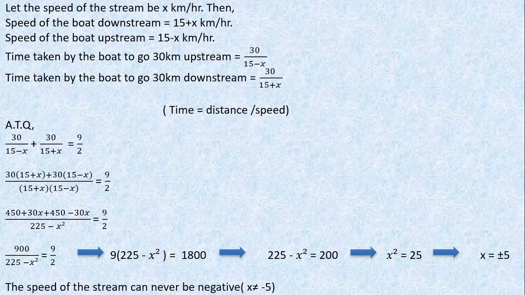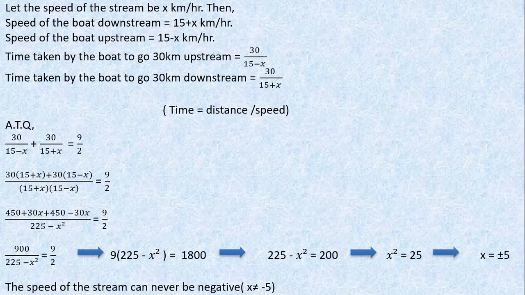It is reduced. So speed of the boat upstream is obtained as speed of the boat minus speed of the stream. That is 15 minus x km per hour. Downstream means if the boat and the stream are moving in the same direction, then the speed of the boat is increased by the speed of the stream. Then speed of the boat downstream is equal to 15 plus x km per hour.